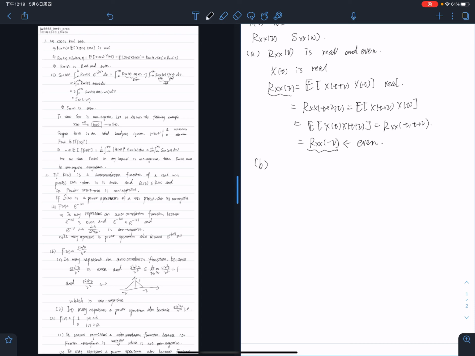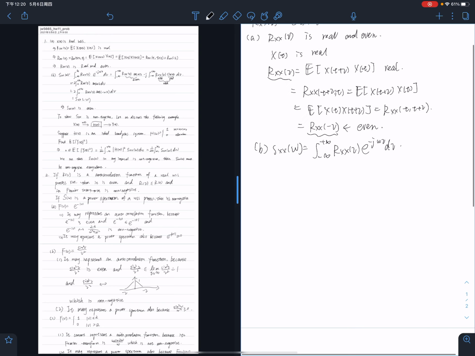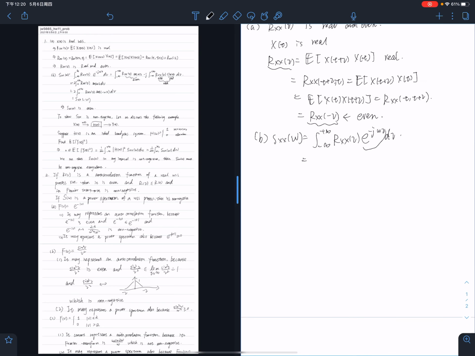Secondly, we will look at the spectrum density. The formula for Sxx(omega) is the integral from negative infinity to positive infinity of Rxx(tau) e to the power of negative j omega tau d tau. So if we expand the complex number, it will be the integral of Rxx(tau) times cosine omega tau, minus j times the integral of Rxx(tau) sine omega tau.